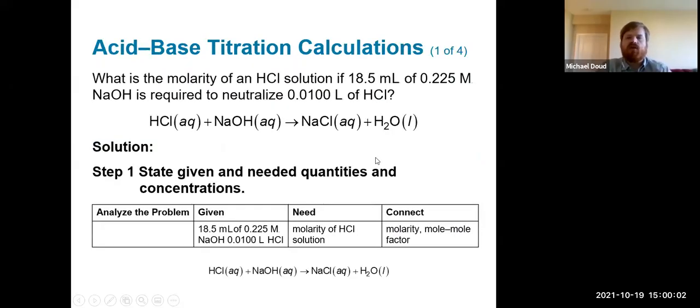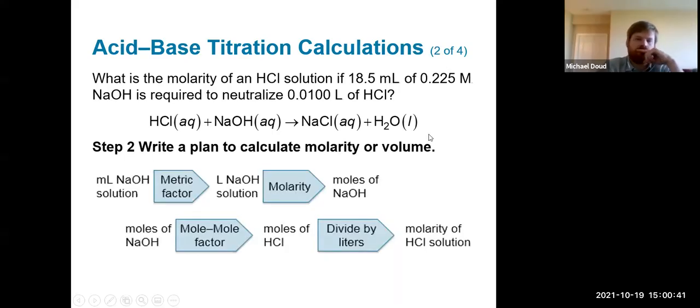Okay, so here's an example of a calculation, again, that we did in lab. What is the molarity of an HCl solution if 18.5 milliliters of 0.225 molar sodium hydroxide is required to neutralize 0.0100 liters of HCl? So start always with your balanced equation. Now for HCl and NaOH, that's easy enough. It's a 1-to-1 ratio, reacting to form 1 mole of sodium chloride, 1 mole of water. So start with the balanced equation and note we have a recorded number of milliliters of the sodium hydroxide, and we know the concentration of the sodium hydroxide.